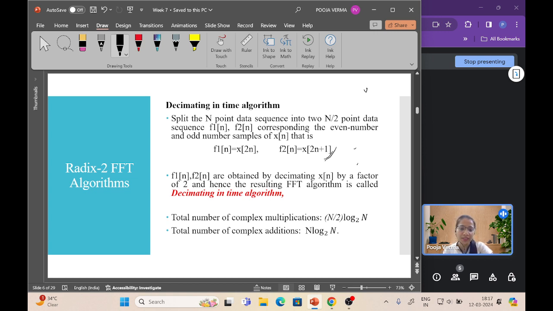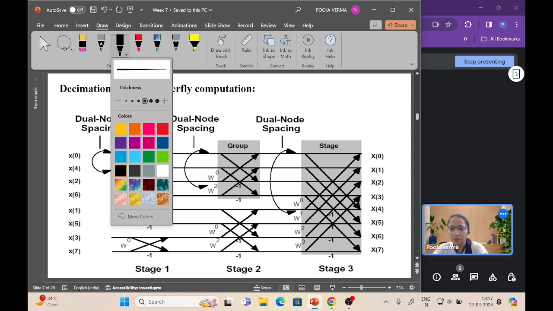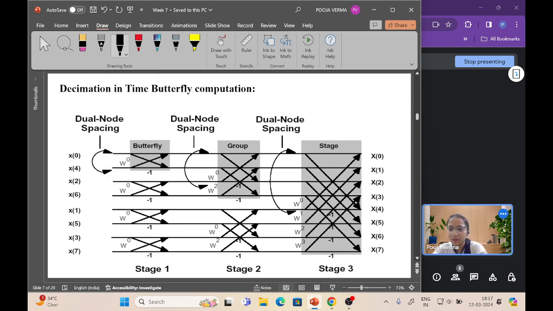The total number of complex multiplications required to compute the radix 2 FFT is N by 2 log base 2 N, and the total number of complex additions is N log base 2 N. We solve the radix 2 FFT algorithm using butterfly computation or the butterfly diagram, the crossed one. While decimating in time, the input signal is taken in bit reversing order. This is called bit reversal.